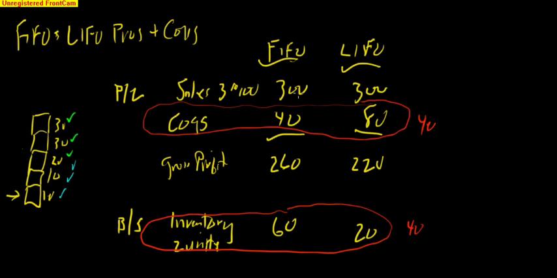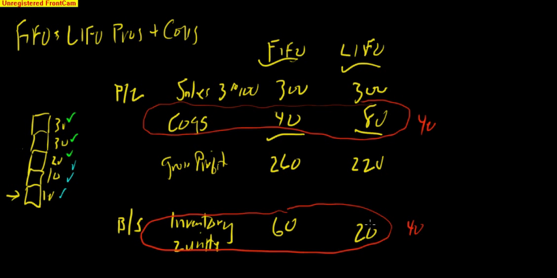Under FIFO, our cost of goods sold is lower because we're using the older costs first. Our cost of goods sold is lower, but our ending inventory is higher. It's a seesaw. Under LIFO, our cost of goods sold is higher because it's the later purchases that we made. Our cost of goods sold is higher, but our ending inventory is lower.